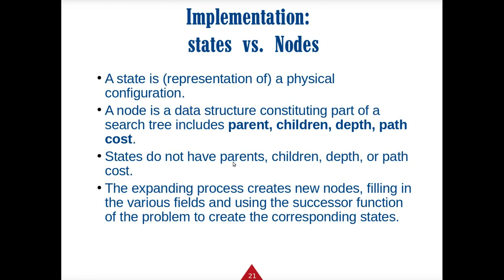And so as far as terminology goes, we have a difference between states and nodes. A state is a representation of a physical configuration, so it represents something that happens in the real world. A node is a data structure that includes parents, children, depth, and path costs. So states do not have parents, children, depth, or path costs. Those are something we build when we create a node with the data structure. And so as we expand the process, we convert the states into nodes and then add the data structure constraints of a parent, children, depth, and path.